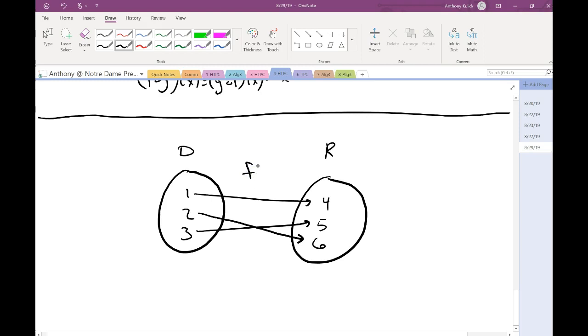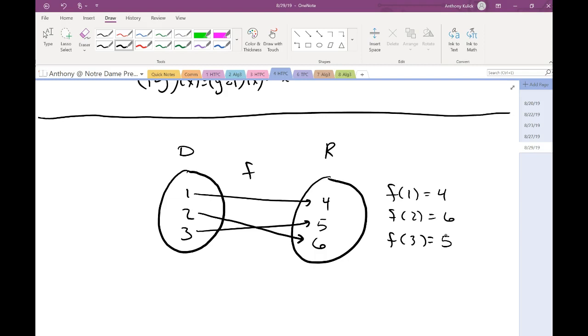And we'll call this function f. What this mapping diagram is saying is that f of 1 gives me 4, f of 2 gives me 6, and f of 3 gives me 5. Can everybody kind of see that? Okay.